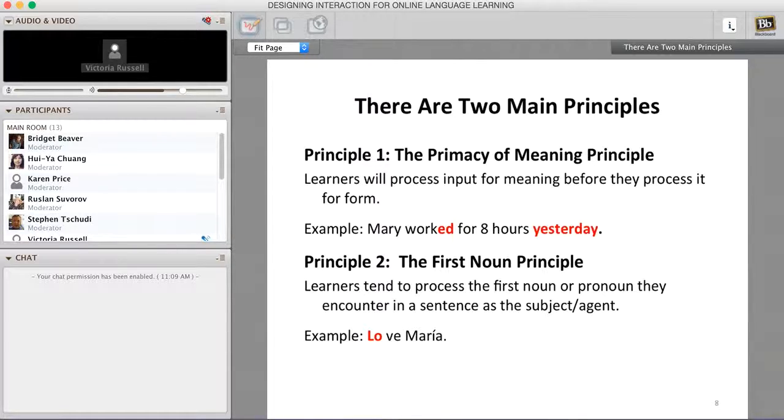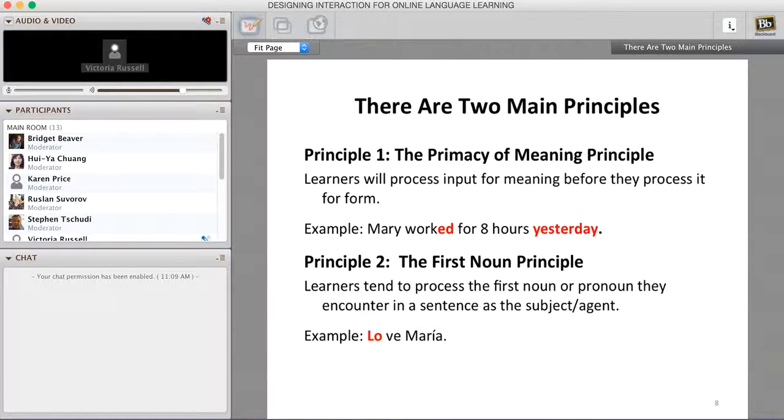The second principle, which is the first noun principle, states that learners tend to process the first noun or pronoun that they encounter in a sentence as the subject or agent. In the example here, and I'm sorry if all of you don't understand Spanish, I will translate all of the Spanish examples. But this example, Lo ve Maria, most second language learners of Spanish will misinterpret this sentence because they will process the first noun that they see.